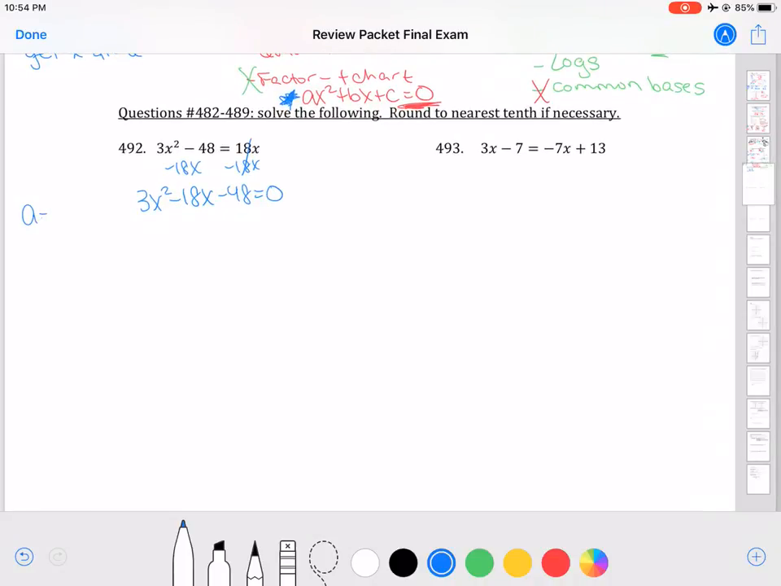So the quadratic formula needs an a, b, and c. A is the number in front of x squared, which is 3. B is the number in front of x, which is negative 18. And c is the number by itself, which is a negative 48. Now, the quadratic formula is given on the formula sheet for your exam, so you don't need to have it memorized. I'm just going to go ahead and write it on here so we have it as a reference.